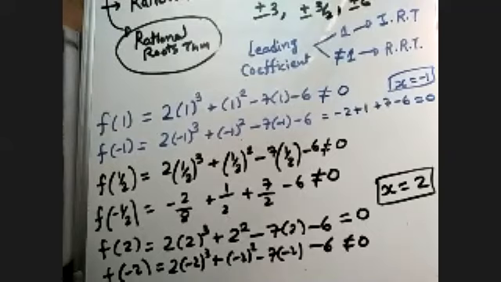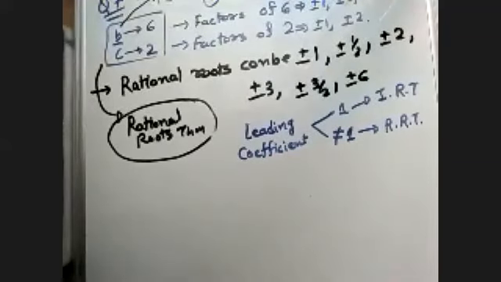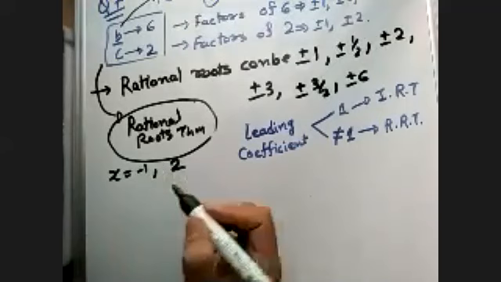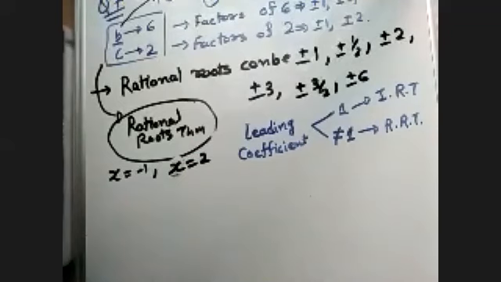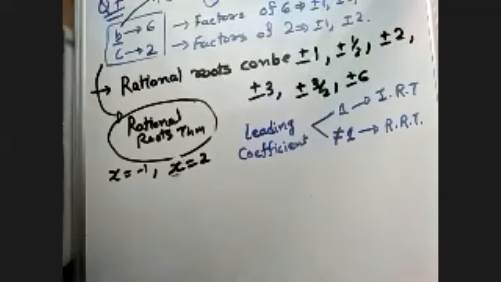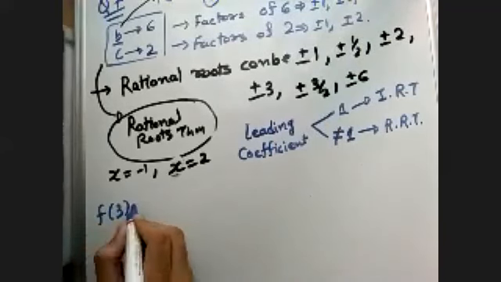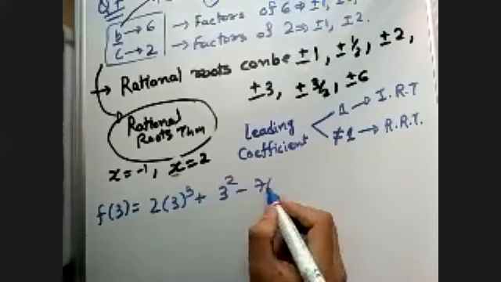चलो. सो आई एम रबिंग दिस पोर्शन, राइट. So till now we got two roots. Those roots are x is equal to minus 1 and x is equal to 2. Okay, those two roots I am writing over here. Now we are in search of third root. So, and we have completed this 1 2 3 4 5 6 portions. Now let us check for 3. So here f of 3 will be 2 times 3 cube plus 3 square minus 7 times 3 minus 6.